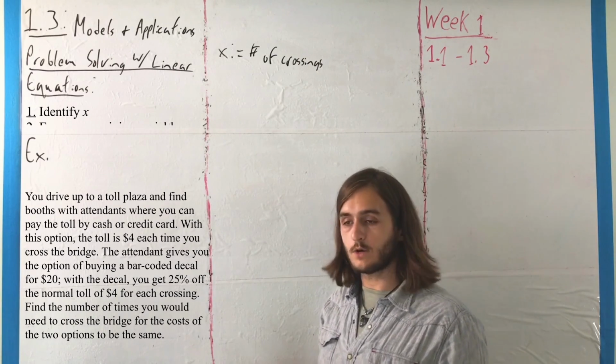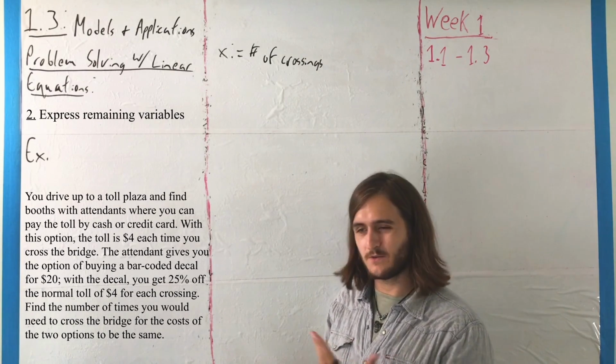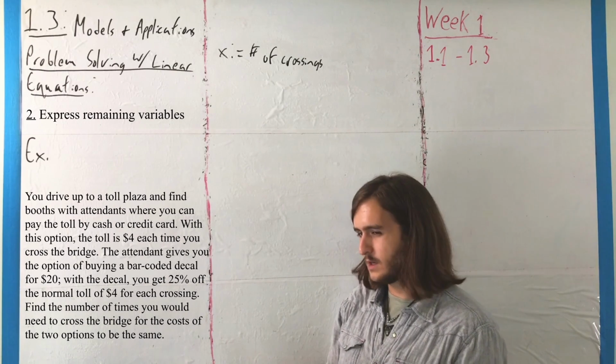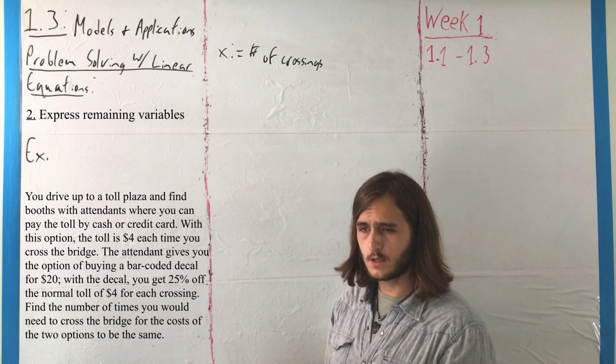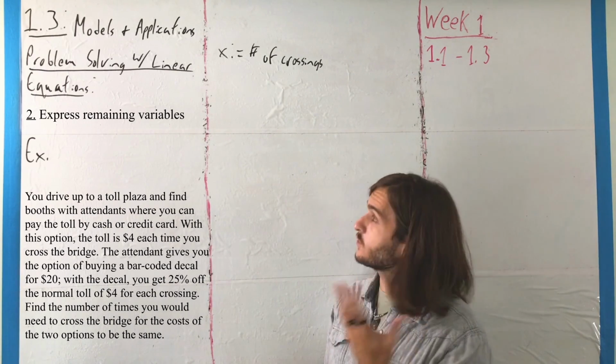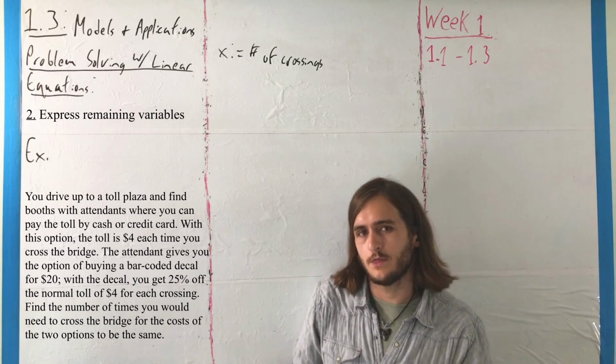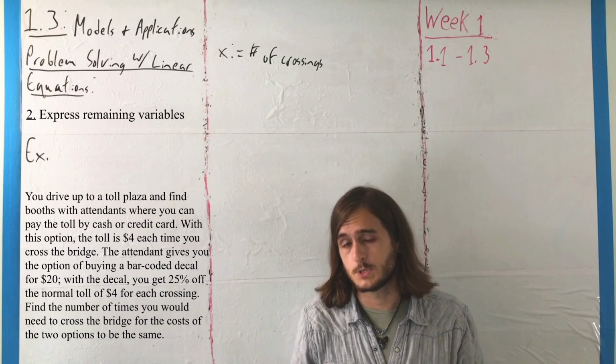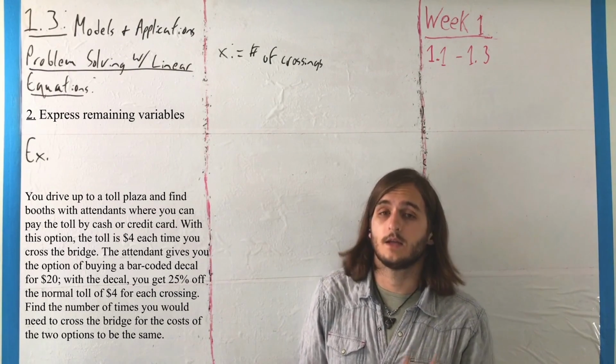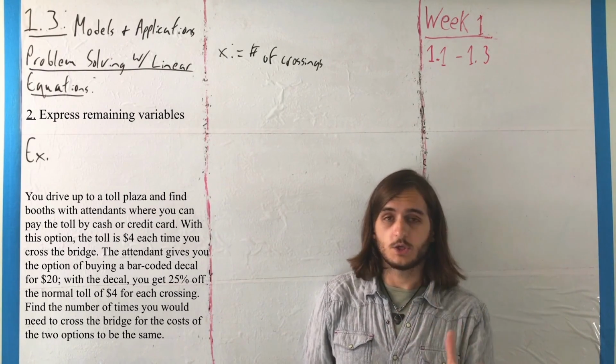Then, when we have our number of bridge crossings set up, the only other thing we can talk about really would be the total cost, that is, the cost for a number of crossings. But we don't actually care that much about that value insofar as it's a means to an end to get us to talk about when those two options are equal.